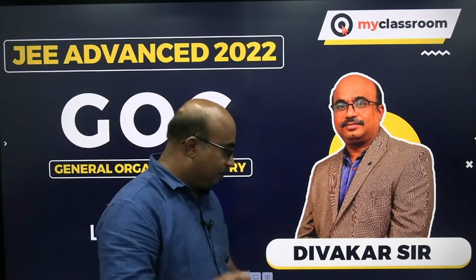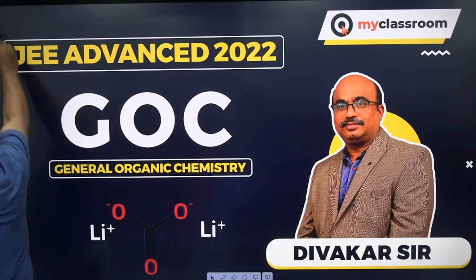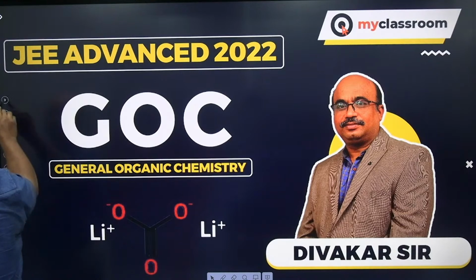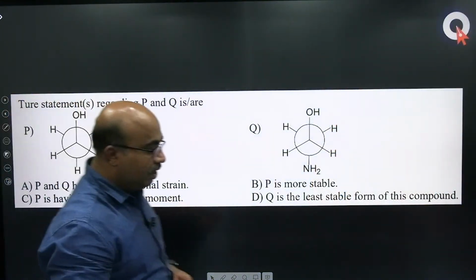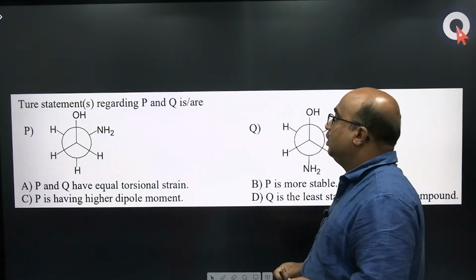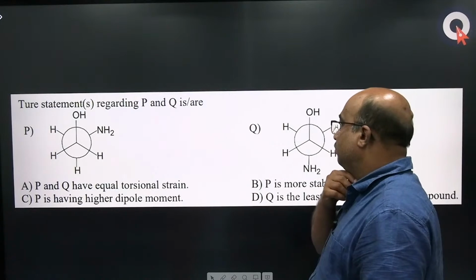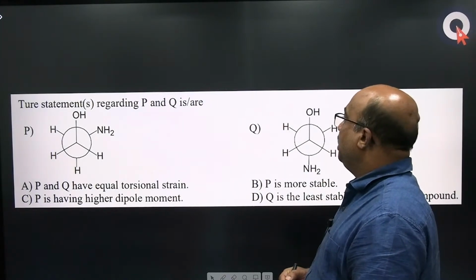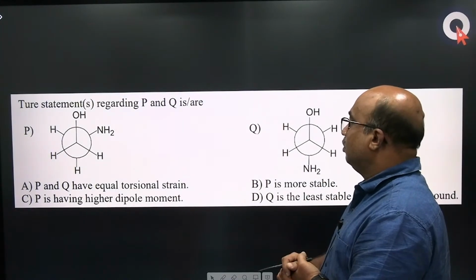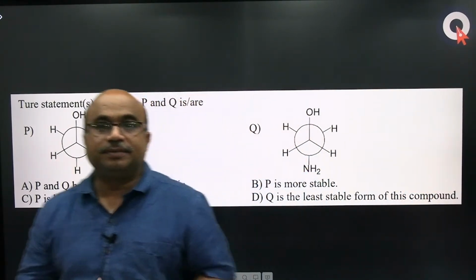So let us see the concepts we cover, like what we have done already previously. The true statements, there is some error in P and Q. So these are mostly multiple answer type.